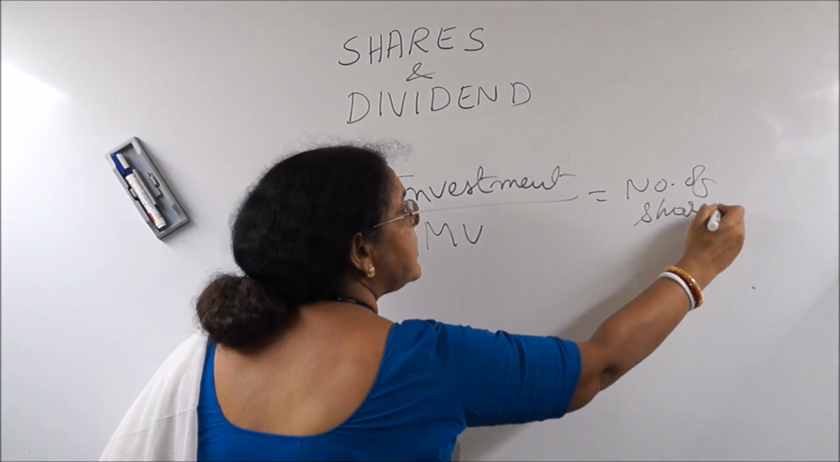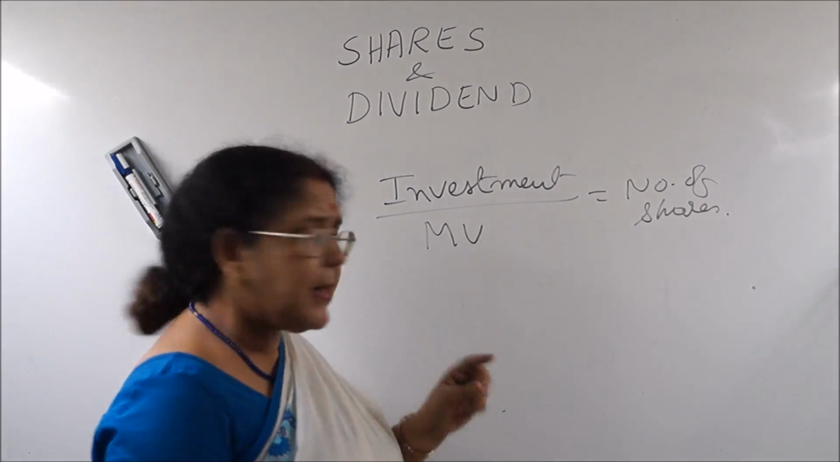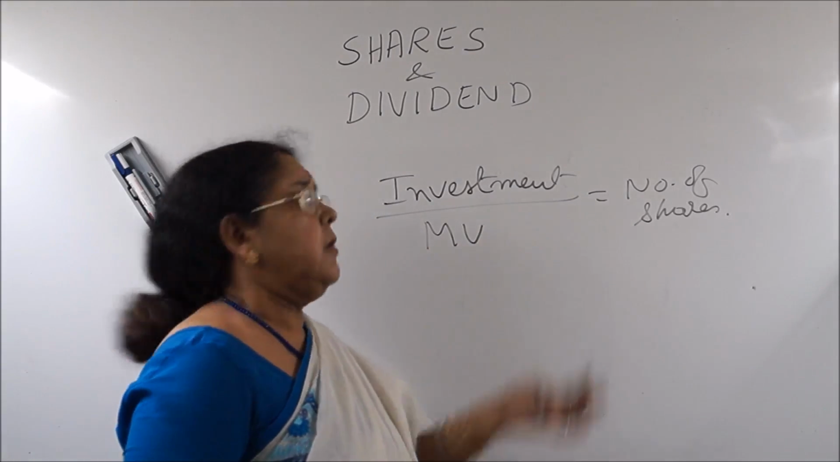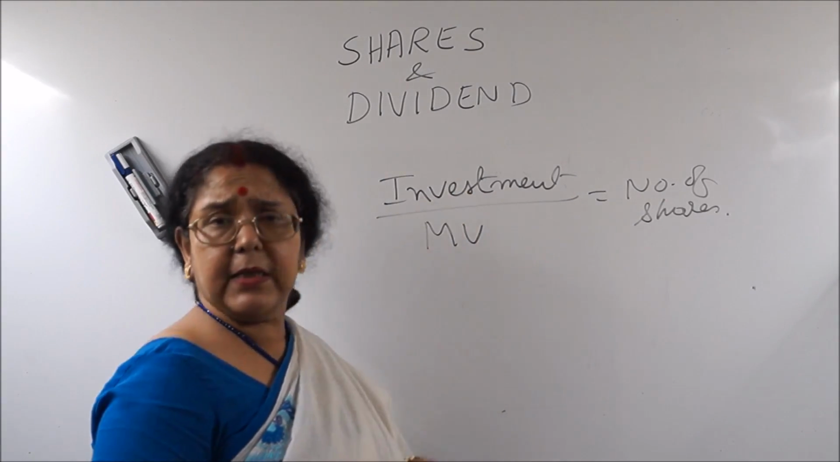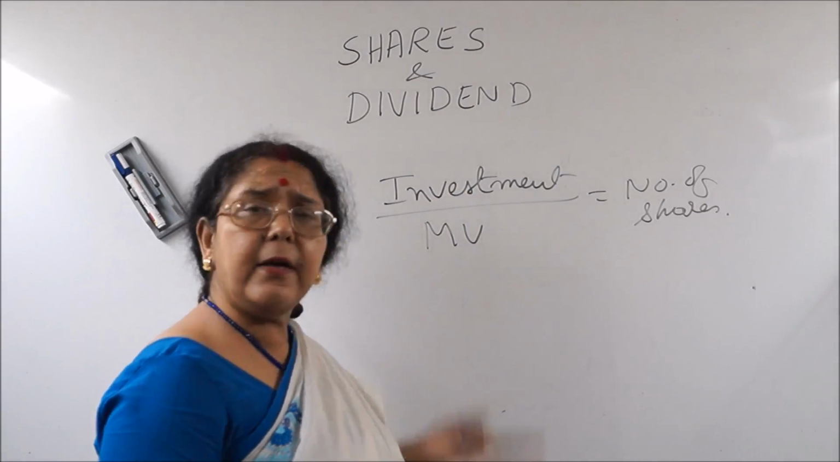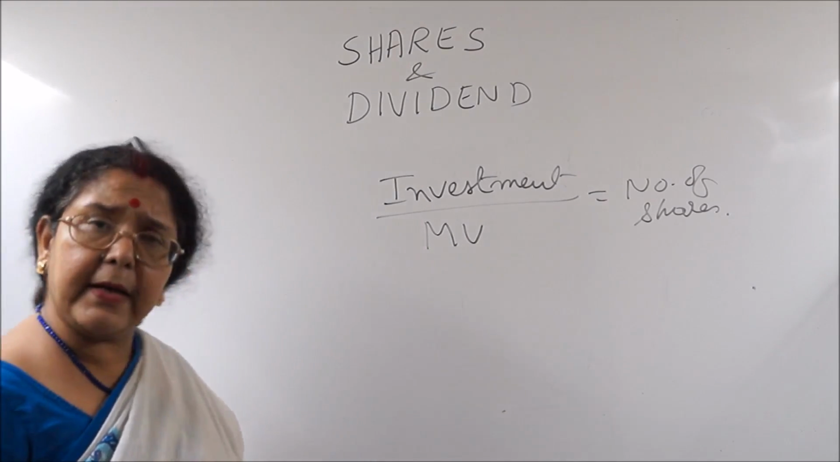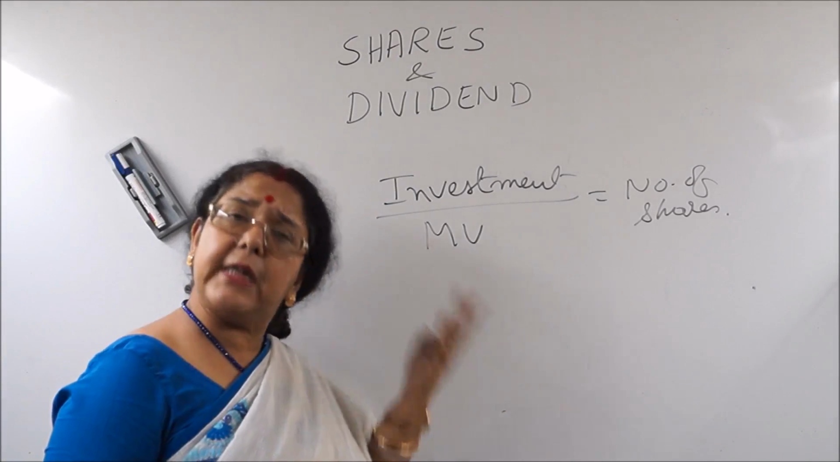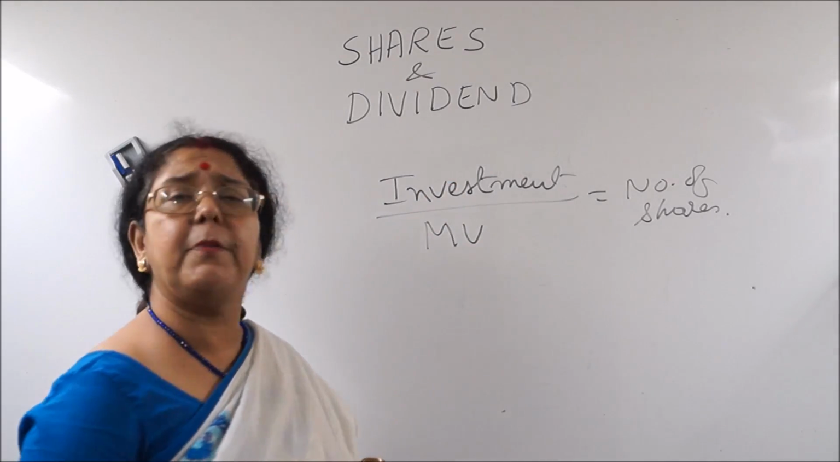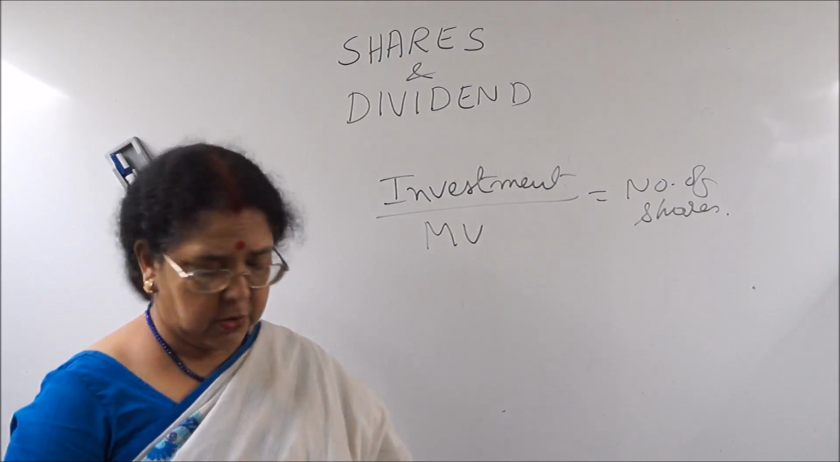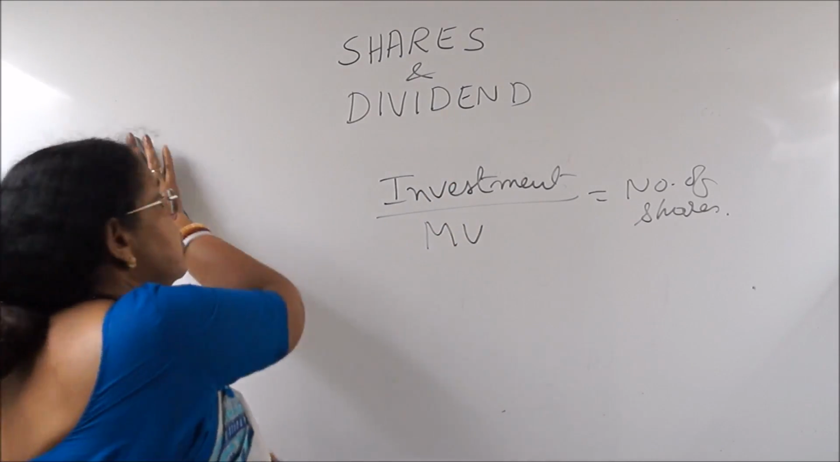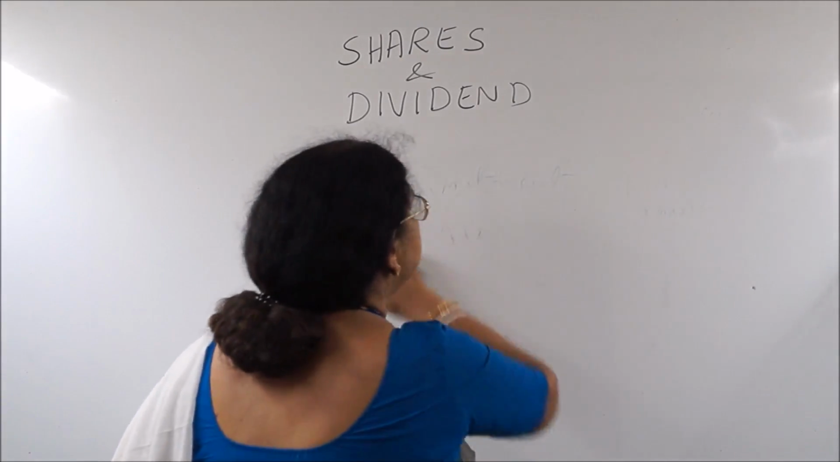Actually these are given as a list of formulas in your book, but actually this is common sense. What is the number of shares? Whatever the person has invested divided by the selling price of each share. The selling price of each share is nothing but the market value. If the market value is the same as the nominal value, then you will divide by the nominal value in order to get the number of shares. So let us do some numericals, it will be more clear to you.